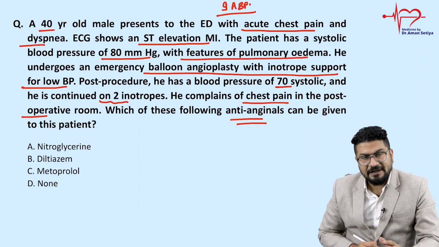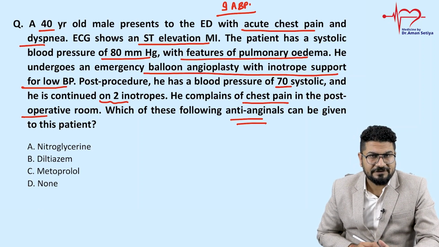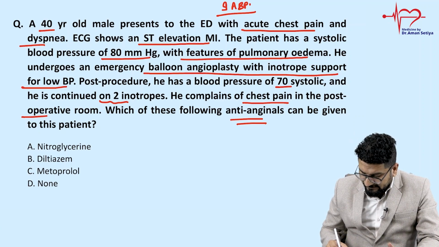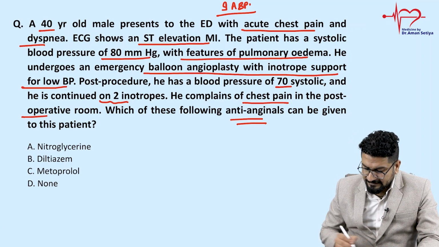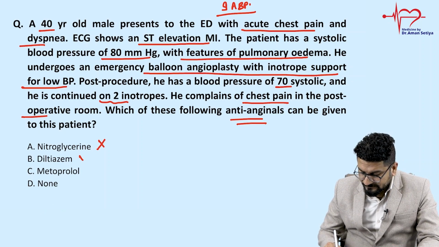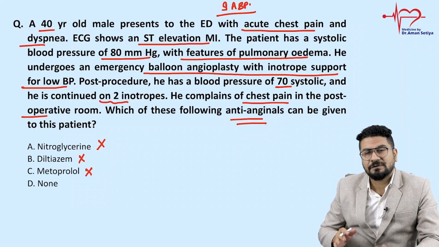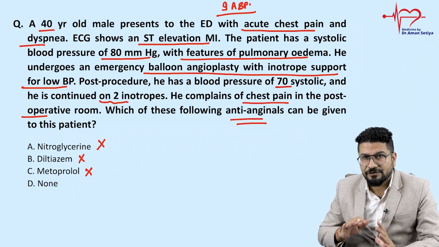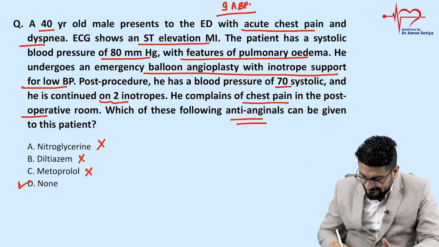Now understand this: whenever you give intra-aortic balloon pulsation to a patient, the BP will increase automatically. Suppose you are giving nitroglycerin, or CCBs like diltiazem, or beta blockers like metoprolol. All these drugs will cause a further decline in BP. That's why we should avoid them. So the answer for this question is none.